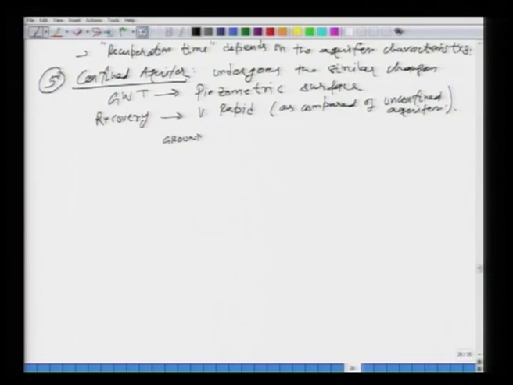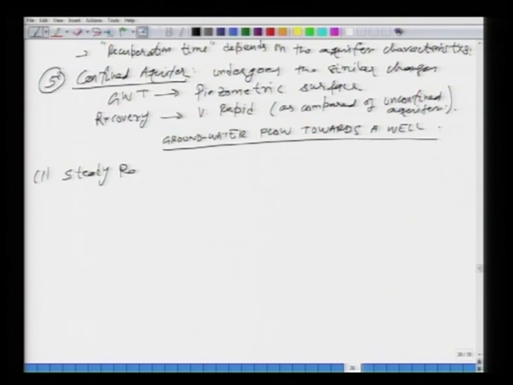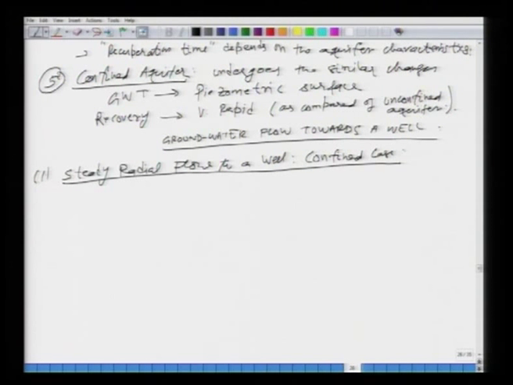Groundwater flow towards a well. So, we are starting a new topic in which we want to model all these things, and within this topic your first case is going to be the steady radial flow to a well, where the well is in a confined aquifer, or case 1, which is your confined case. So, let us first define everything.